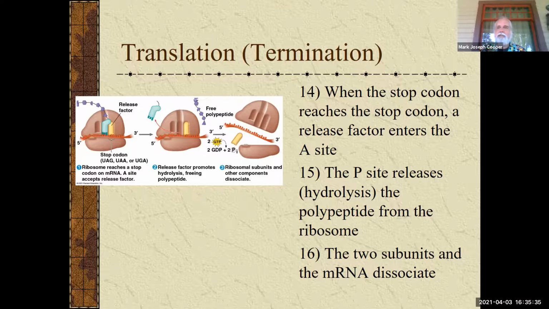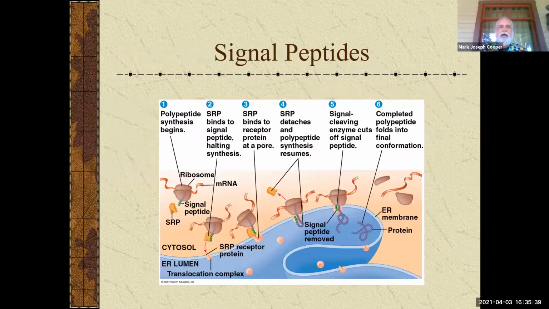So those are the 16 steps. I typed them out. Hopefully you can go over those and see what happens. And then we have these signal peptides, and these signal peptides are basically telling where we are supposed to be.